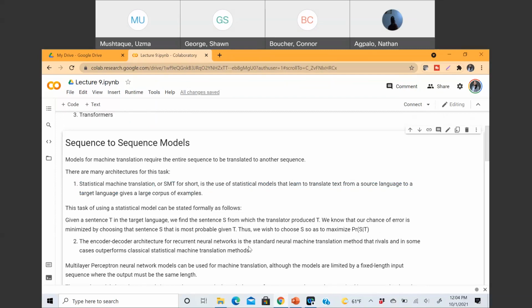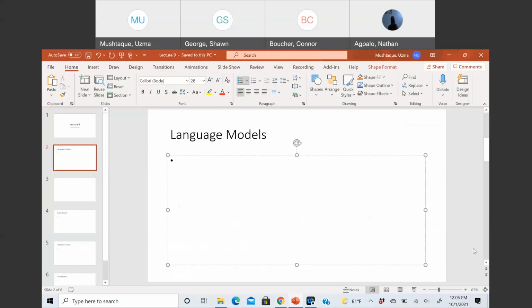In the encoder-decoder architecture, you'll have some RNN that is going to encode a sentence, and then you're going to decode it word by word, depending on the probability of what is the most likely word that you should be translating into. Okay, so let me draw a high-level architecture of that here, what language models are and how the encoder-decoder thing works.